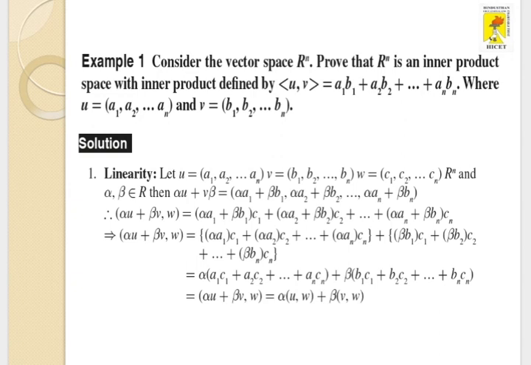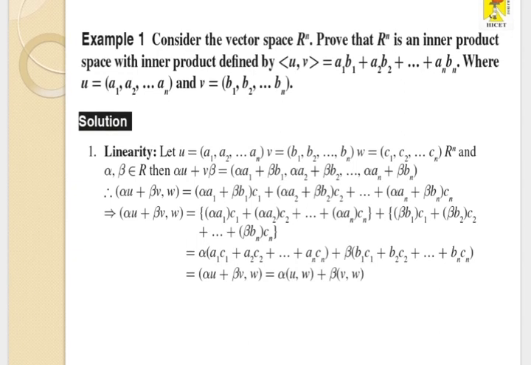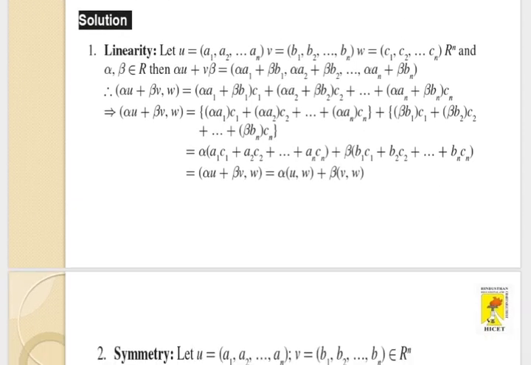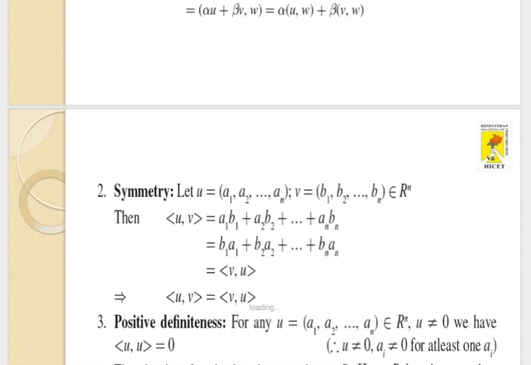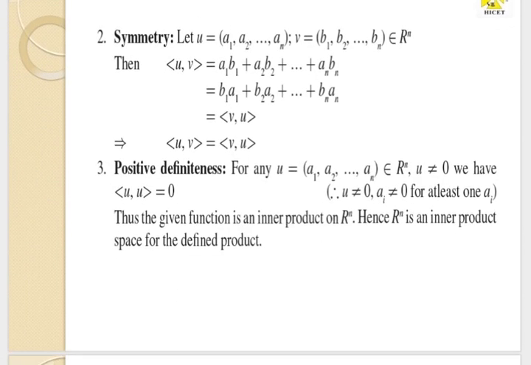Now, alpha into alpha u plus beta v comma w is alpha into u comma w plus beta into v comma w. This is the linearity property. We have to simplify like this. Next property is the symmetric property. The symmetric property is nothing but inner product of u comma v equal to inner product of v comma u.